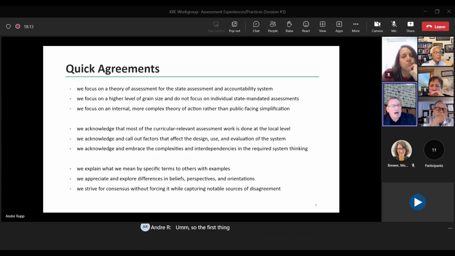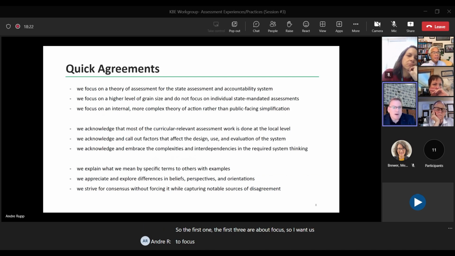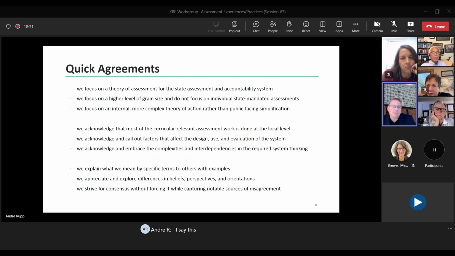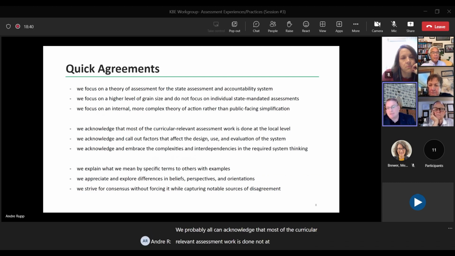The first thing, you see it's 3 blocks of 3. The first 3 are about focus. I want us to focus today on a theory of assessment for the state assessment and accountability system. Why do I say this? Because of the first bullet point in the second block: we probably all can acknowledge that most of the curricular relevant assessment work is done not at the state level, but at the local level. But we're here to think about the state perspective today, predominantly. That doesn't mean exclusively, and it's connected, but I want us to pick that as a focus just for today.